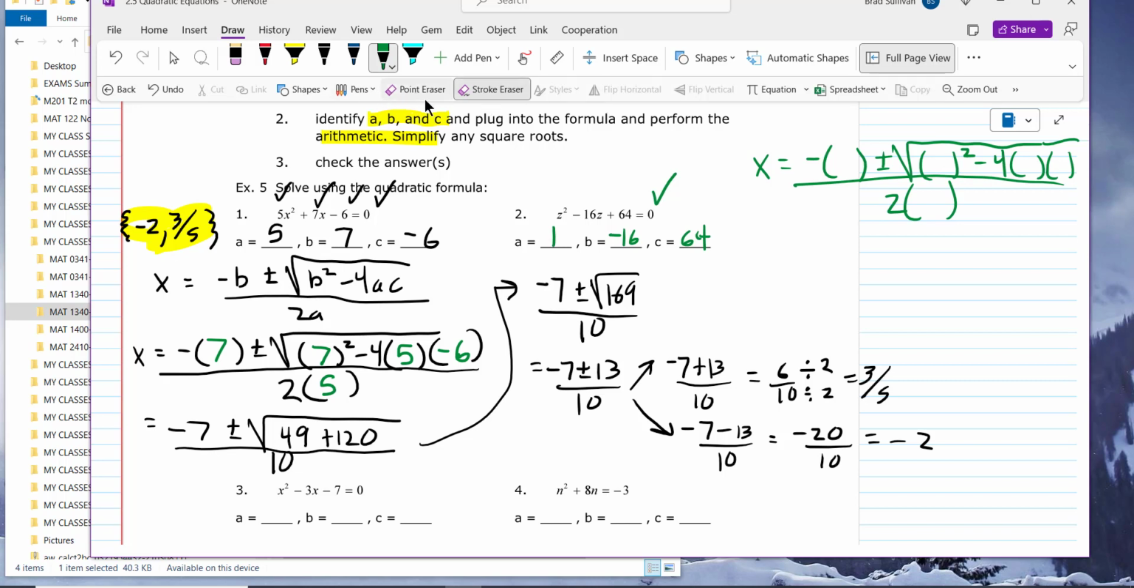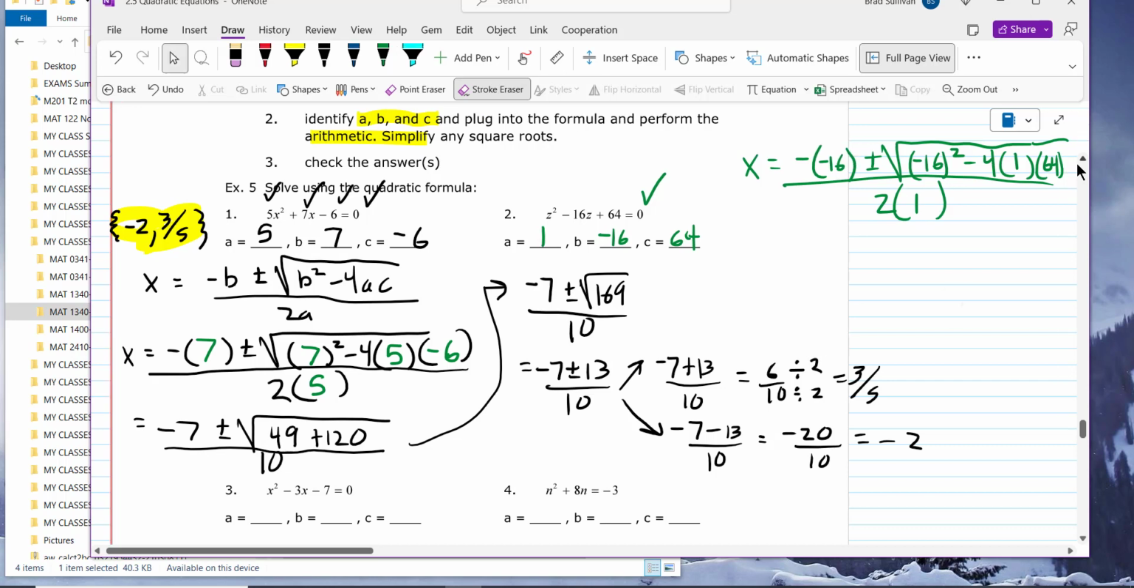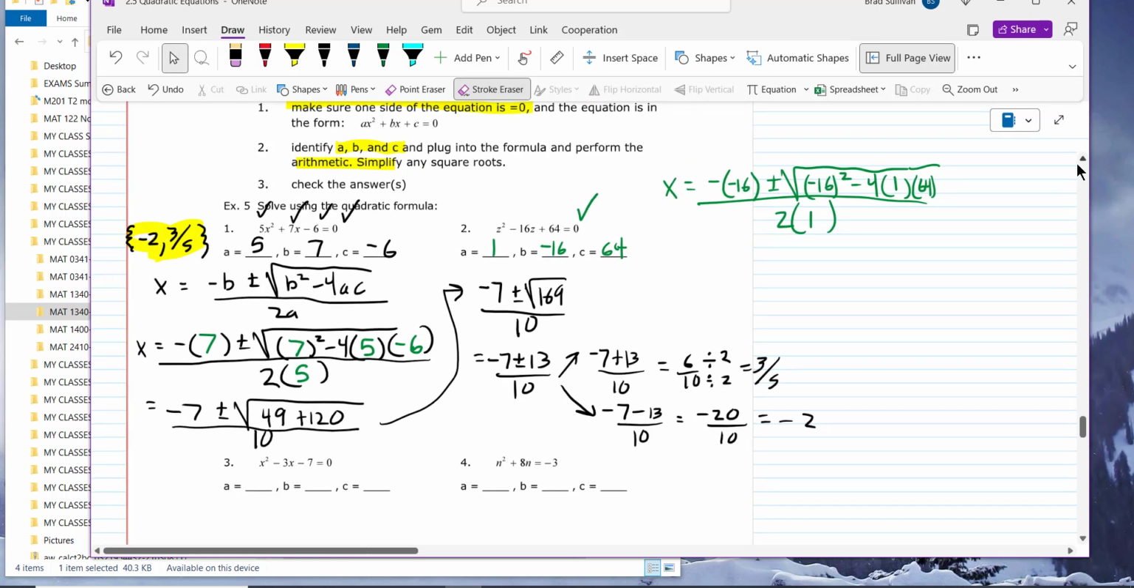Okay, so let's plug in on this. So we have the B goes here, and it goes there. That's where the B's go. You have 4AC, so the 1 goes there. The C, 64, goes there. And then all over 2A, you have 2 times 1. Okay, so the key thing, of course, is getting everything plugged in the way you need to.